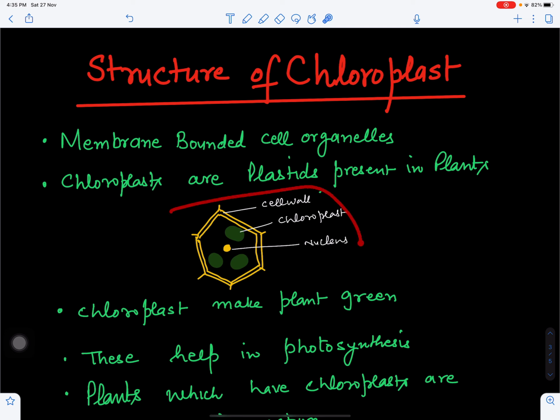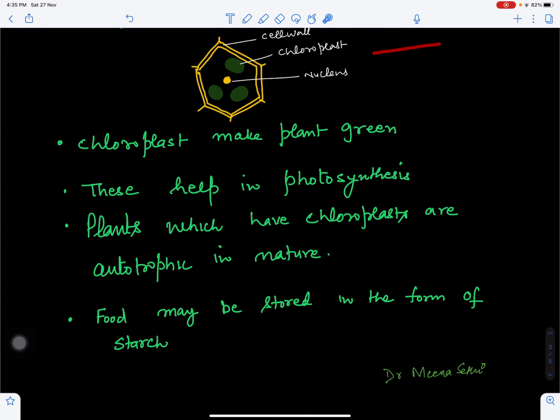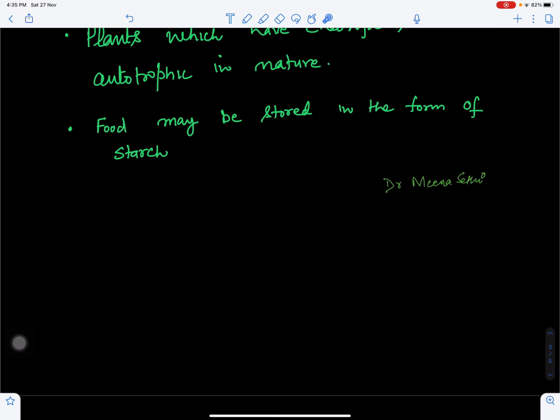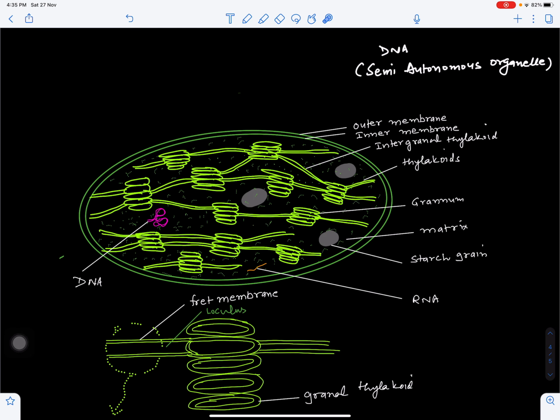Now if we see, this is one cell. In one cell we can see these are the chloroplasts. Now these chloroplasts are basically membrane-bounded cell organelles. They are present in all the green plants. These plastids give the plant green color. They help in photosynthesis. They can make their own food, so they make the plants autotrophic in nature. Now extra food may be stored in the form of starch in the chloroplast as well as in the plants. Now we'll study the detailed structure of the chloroplast.